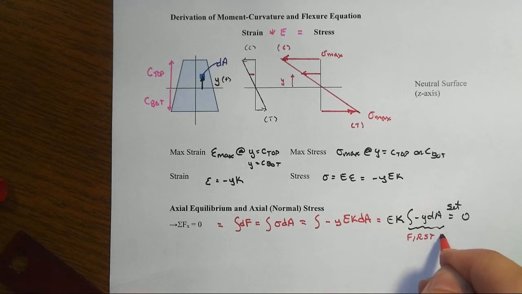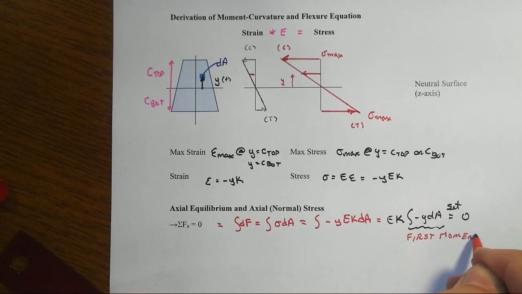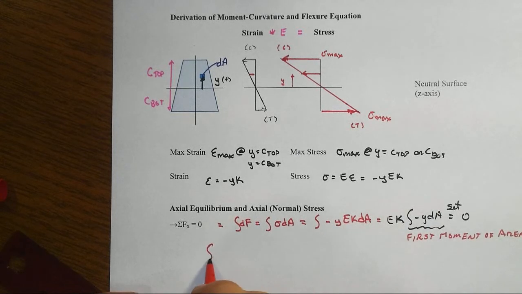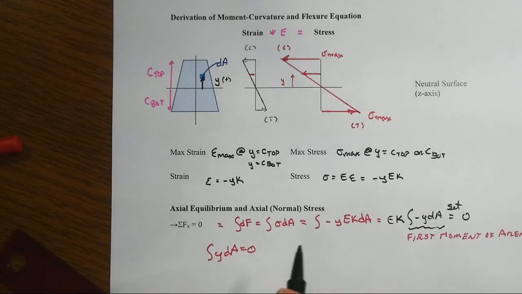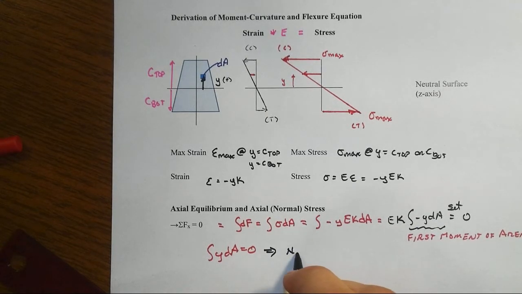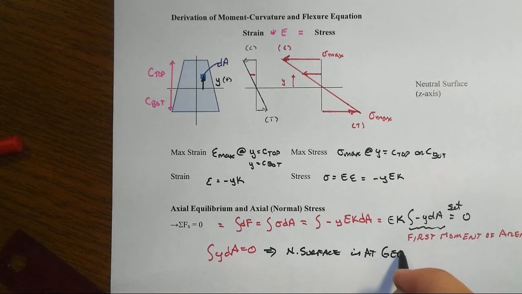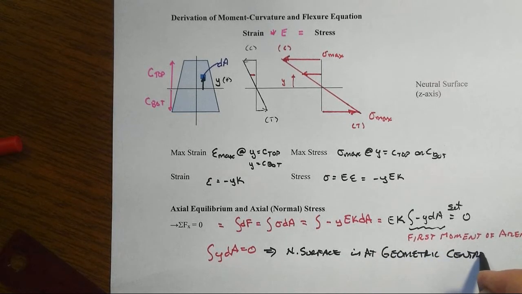Since kappa is not 0 because we have real bending, real curvature, and E is not 0 because we have a real material that has actual stiffness, that means this integral must be 0. And since the integral of y dA equals 0, that tells us that this neutral surface or neutral axis is at the geometric centroid of the cross-section.